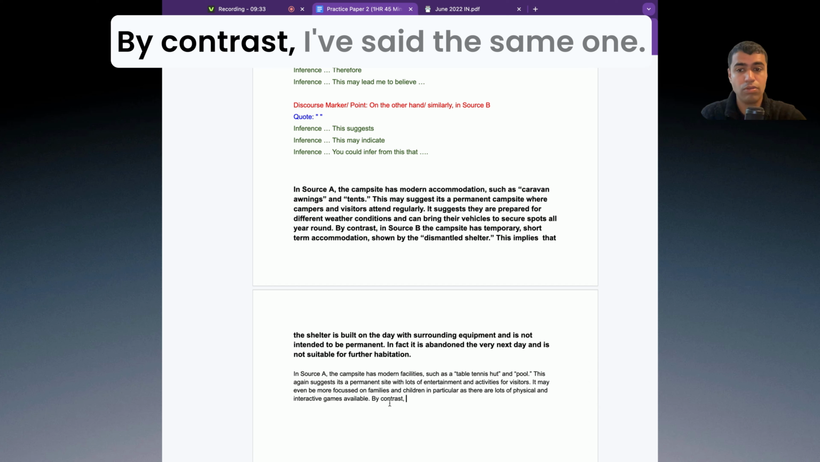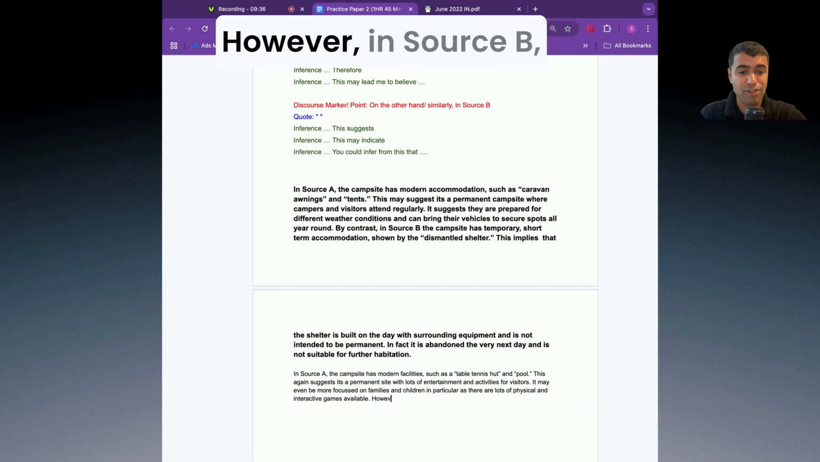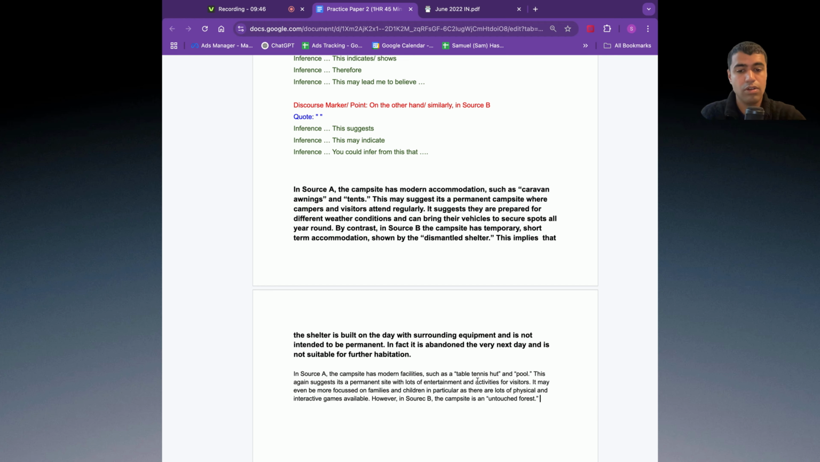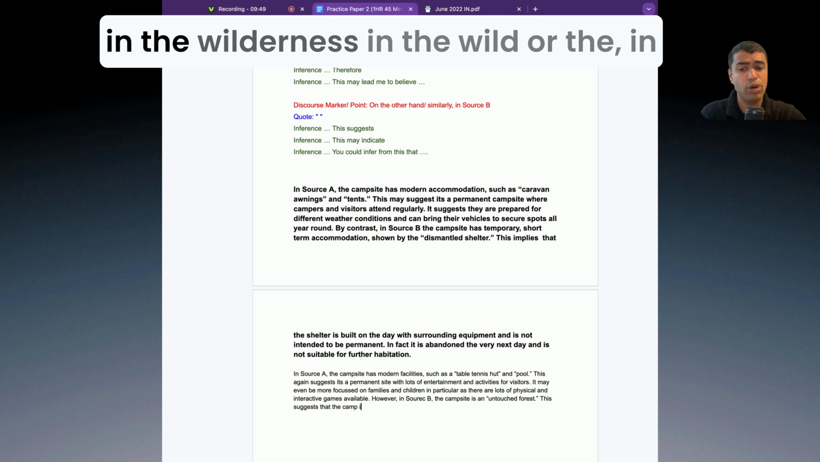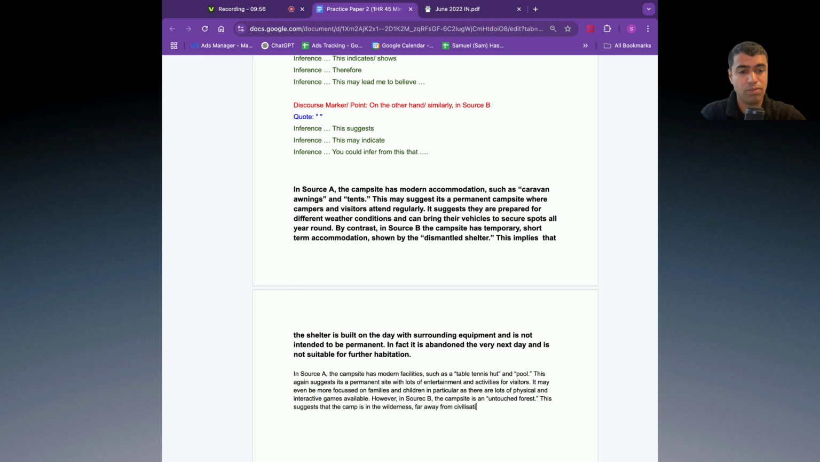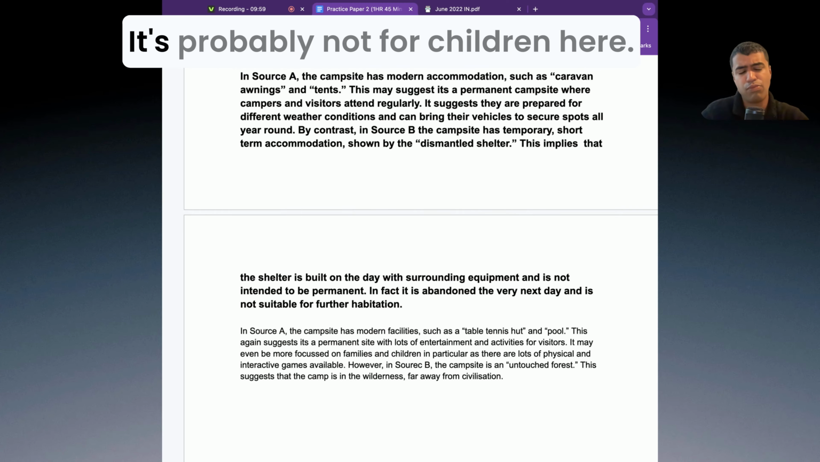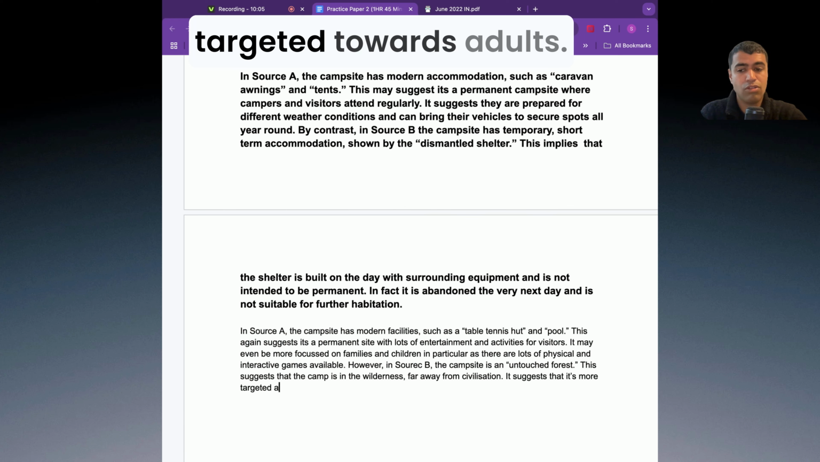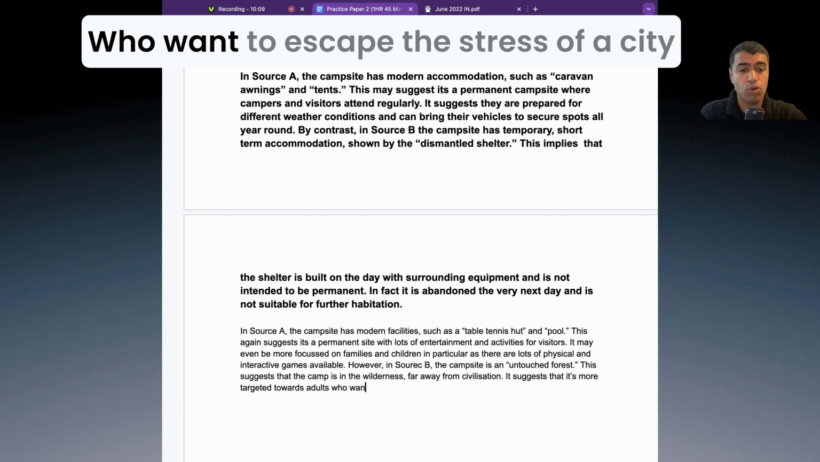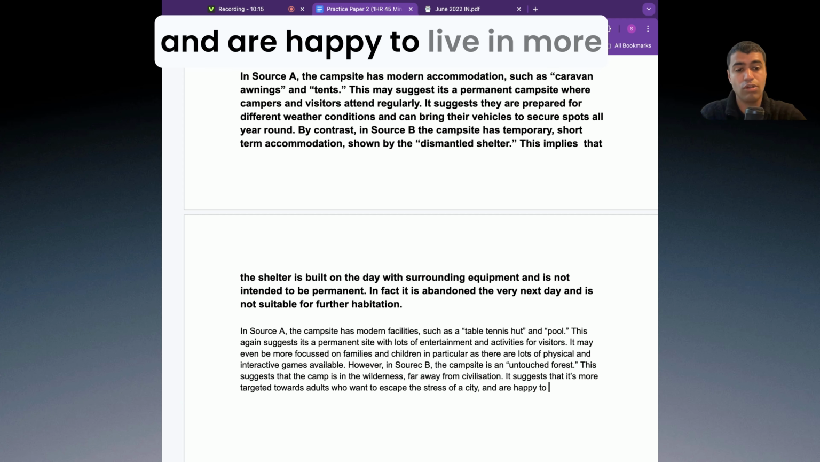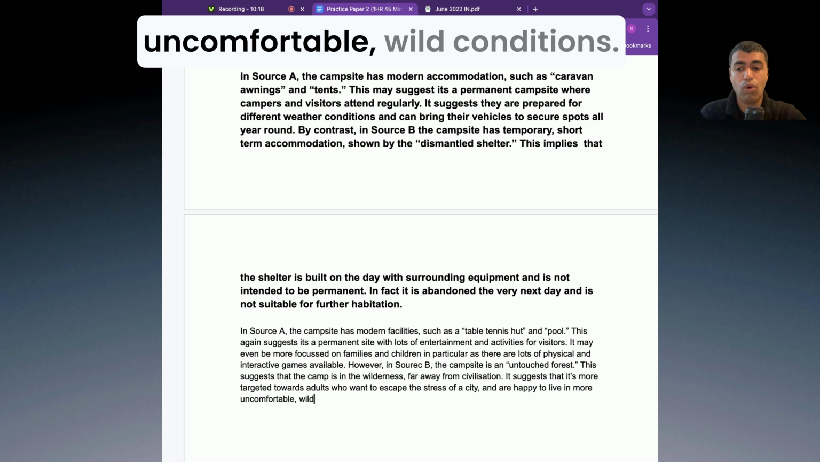By contrast, I've said the same ones, so let's vary that. However, in source B, the campsite is an untouched forest. This suggests that the camp is in the wilderness, far away from civilization. Now, I might bring it back. It's probably not for children here. So it suggests that it's more targeted towards adults who want to escape the stress of a city and are happy to live in more uncomfortable, wild conditions.